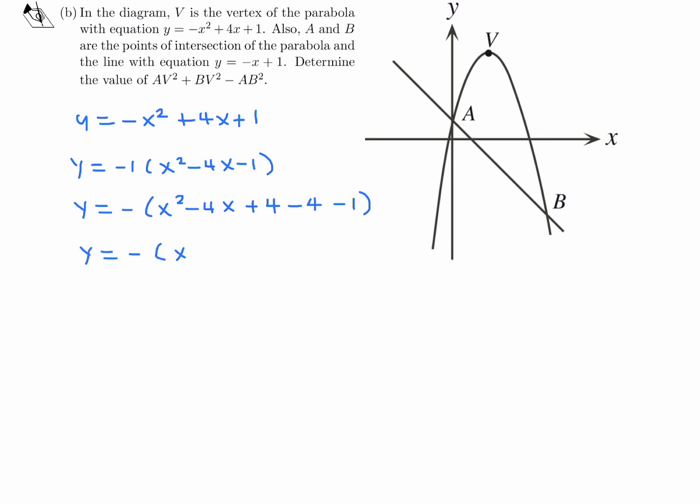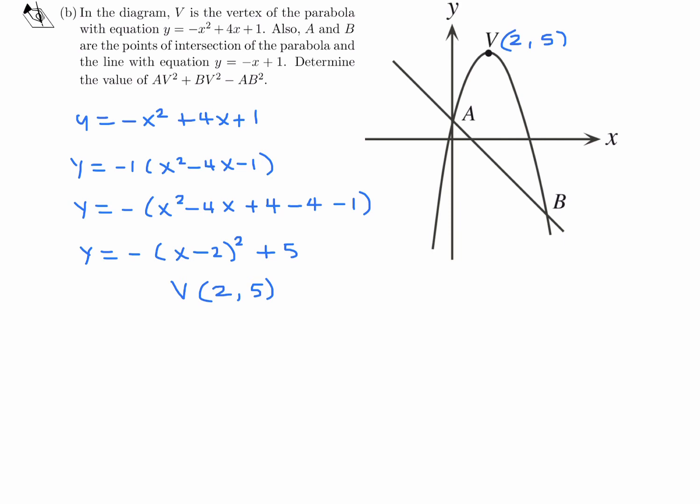So we got x minus 2 squared. And then these 2 we'll have to kick out of that bracket. So it's minus 5, but then when you multiply by that negative 1, it becomes plus 5. Now that it's in this form, we know that the vertex is (2, 5). So this is (2, 5) up here.